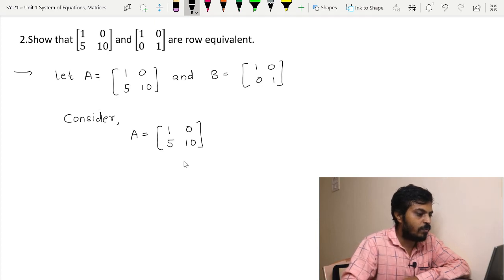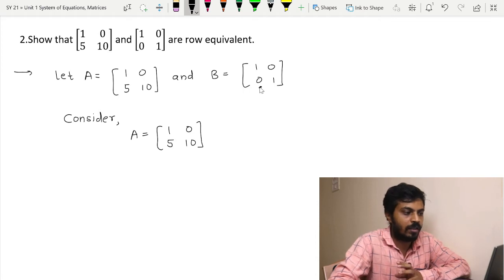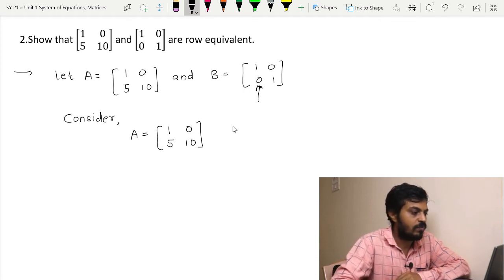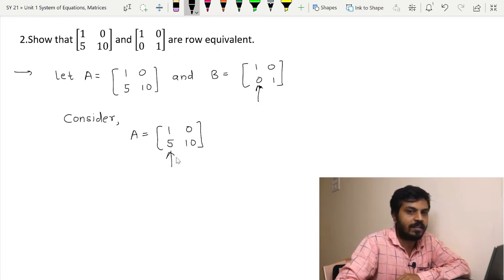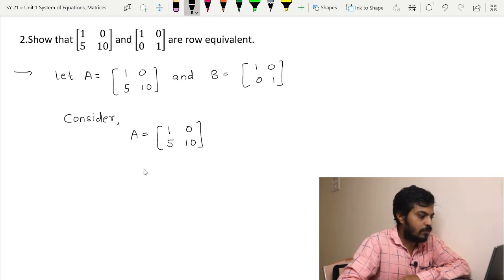Now if you observe properly, the first entry in the second row of B is 0. So naturally I will try to make this entry 0. So which operation will I perform here? That is R2 minus 5R1.